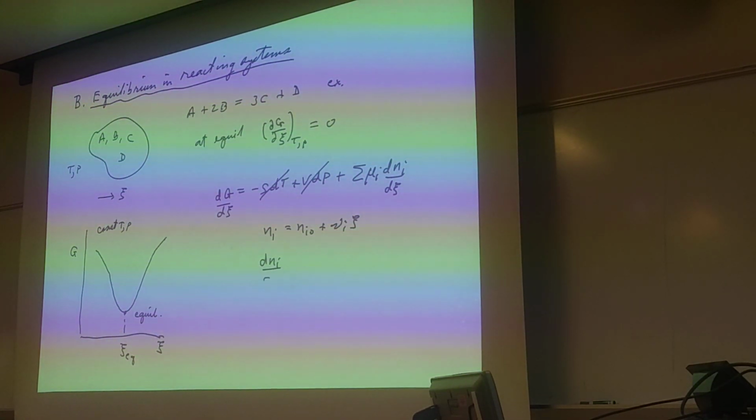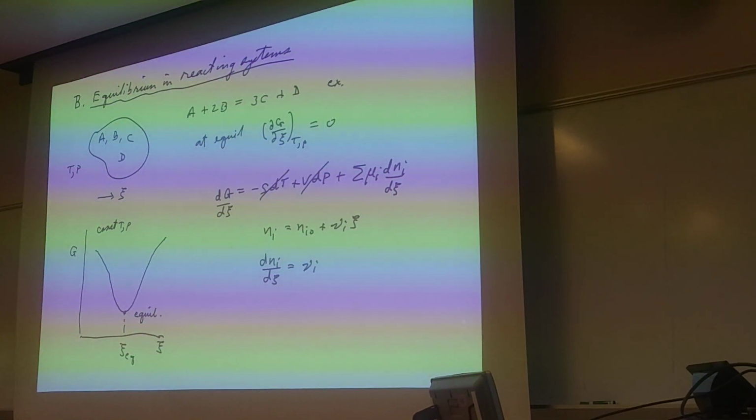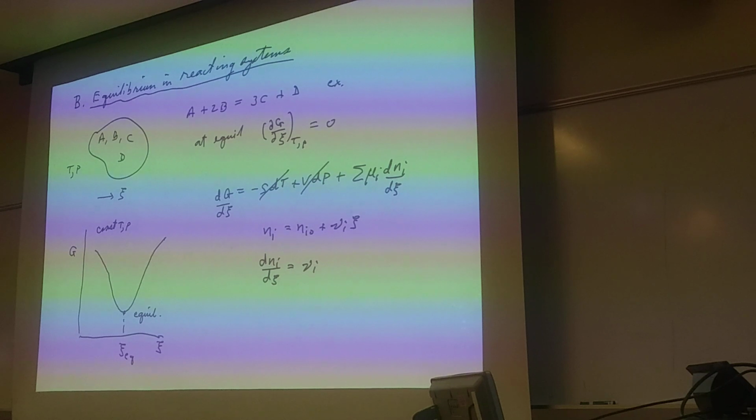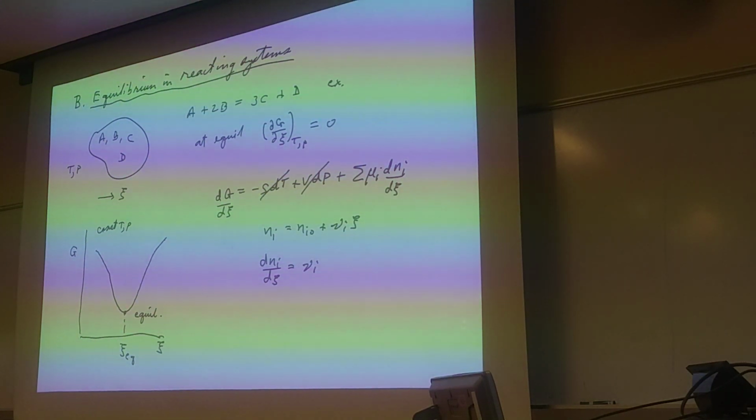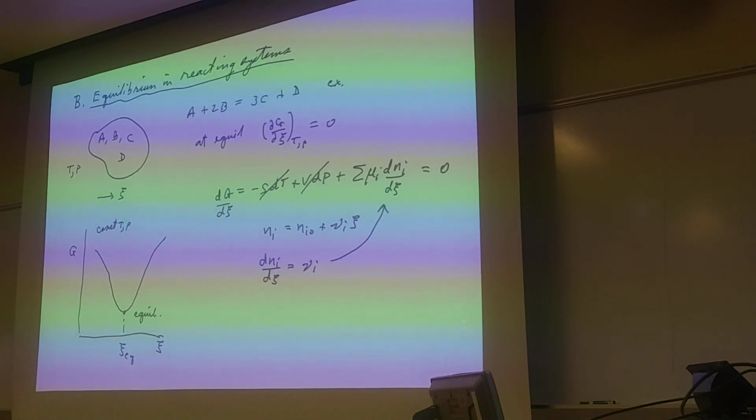So dn_i/dξ is just equal to ν_i. Okay, so that's the shape. I can plug all those in, and I recall that this whole thing must be equal to 0.